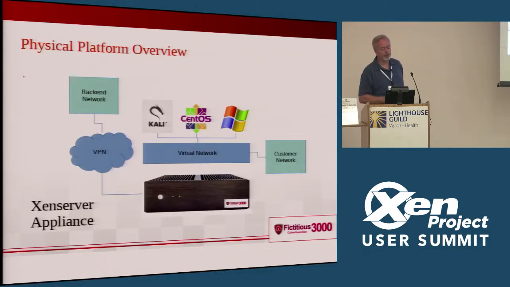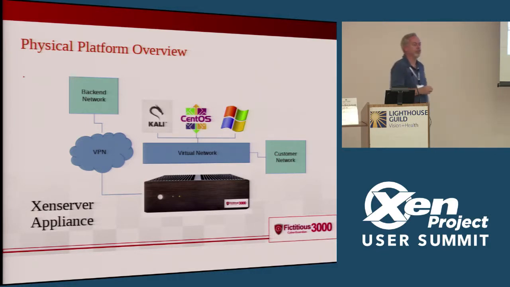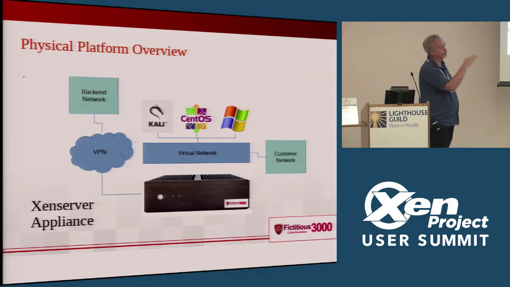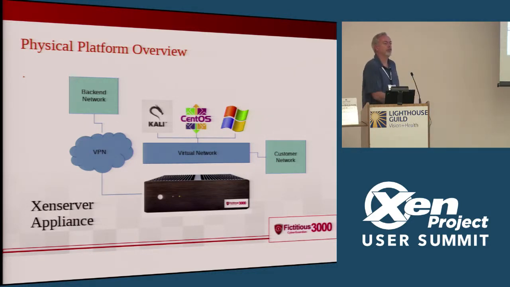Okay. The physical platform overview looks like this. You've got a box, we have a VPN going back out into our network, and then we have whatever virtual machine that we need. We're using Kali, CentOS at this current time. In the future, maybe there'll be some Windows in there. And that's what connects into the customer network and actually does the work. It needs to be able to offload that data back to us, but outside of that, their traffic doesn't come back. Okay, so we can keep them somewhat segmented.